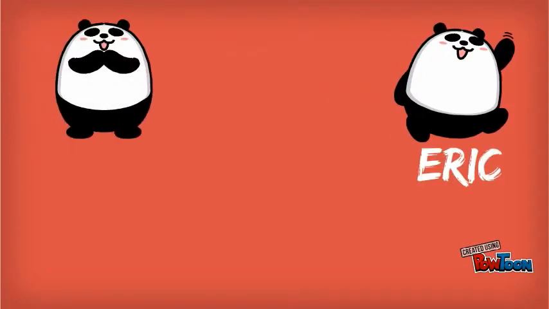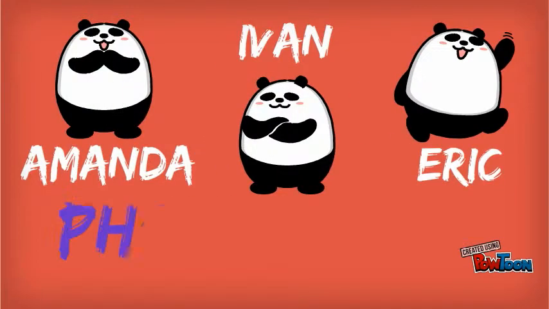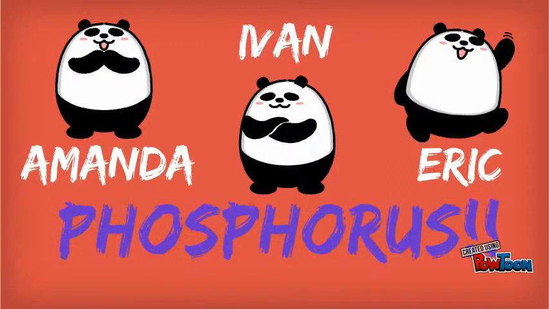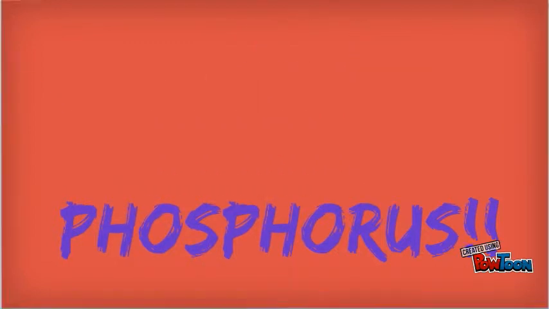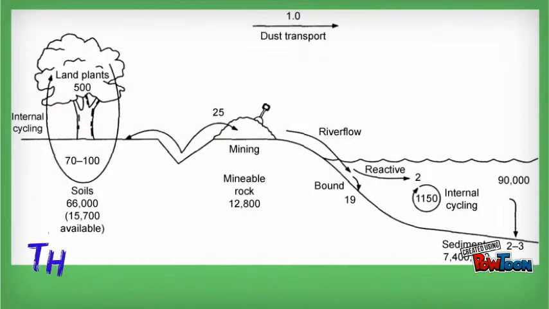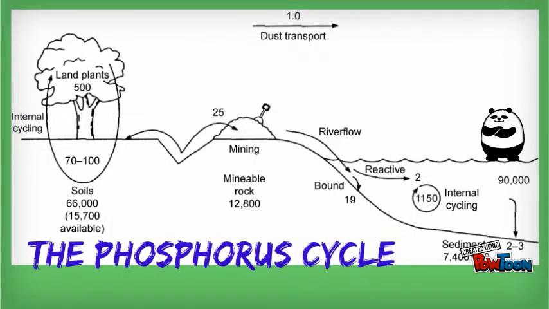We are Eric, Amanda, and Ivan, and we would like to explain the general phosphorus cycle to you. Seeing as this is the slowest biogeochemical cycle, we hope to explain this quicker than a cycle would take to happen. It is a rather simple process to understand, so we would like to take the time to walk you through it. To begin explaining the phosphorus cycle, we will start on land.